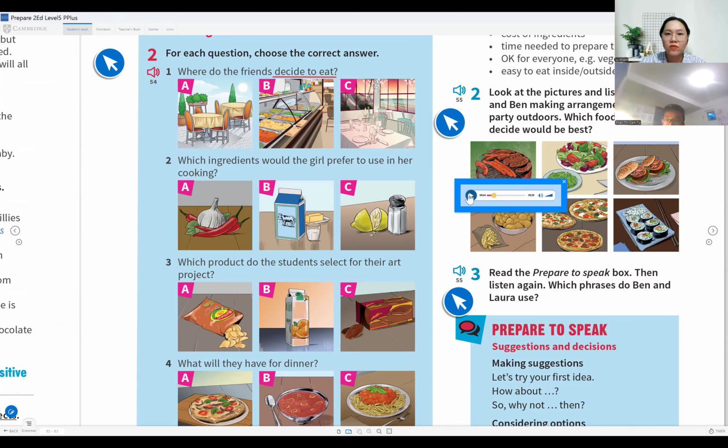Was it B? B, that's right. Totally correct. And then two.